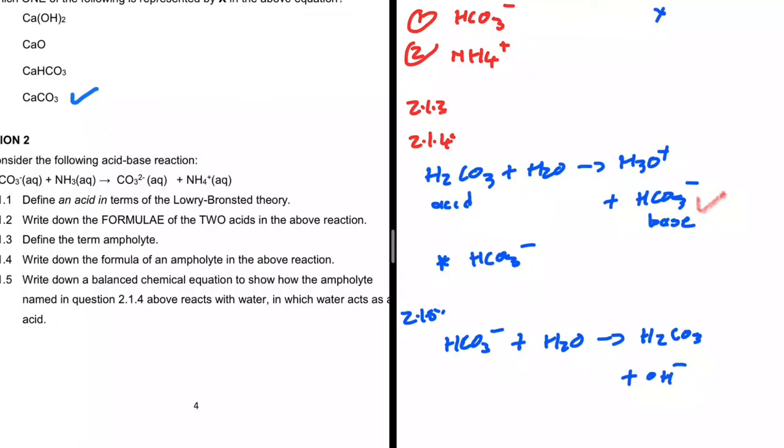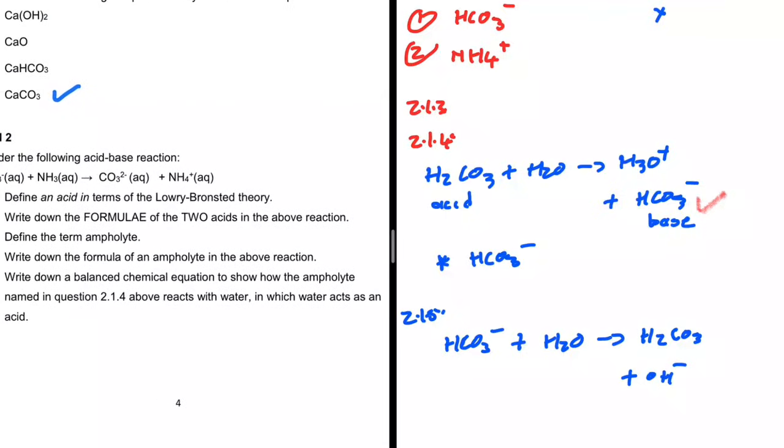Write down a balanced equation to show how the ampholyte reacts with water, in which water acts as an acid. If water acts as an acid, it shall donate a proton, and HCO3 minus should accept. When HCO3 minus accepts, it becomes H2CO3. That is well. And if H2O donates a proton, it acts as an acid, then it will become OH minus. That is also perfectly fine.